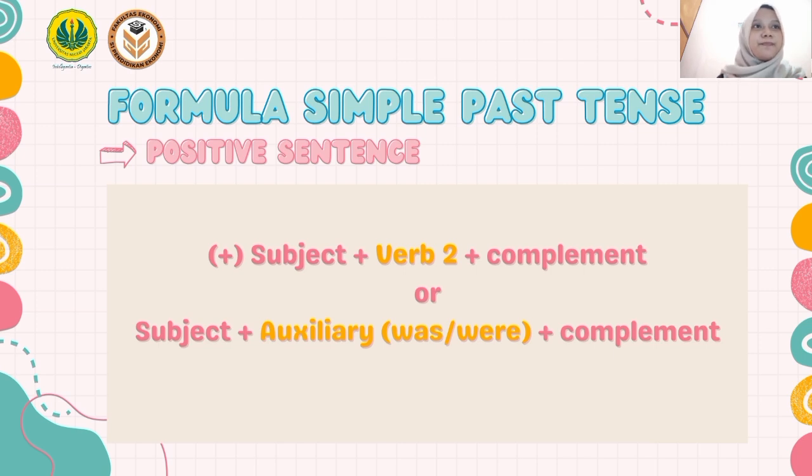or subject plus auxiliary. Actually we use was or were. Was for I, she, he, it, and then were for they, we, and you, plus complement.